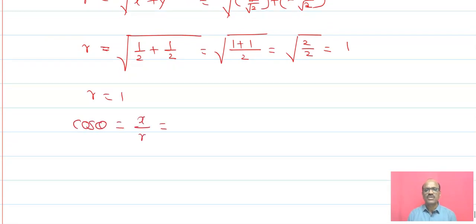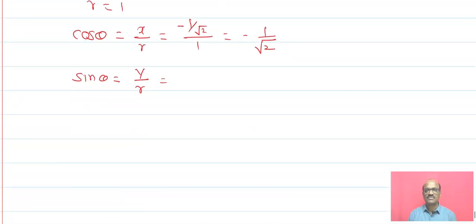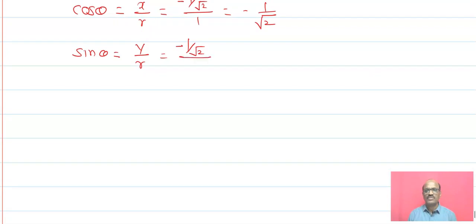Cos theta is equals to x upon r, that is minus 1 upon root 2 upon 1, that is minus 1 upon root 2. Sin theta is equals to y upon r, that is minus 1 upon root 2 upon 1, that is minus 1 upon root 2. Now these 2 points lie in the third quadrant.